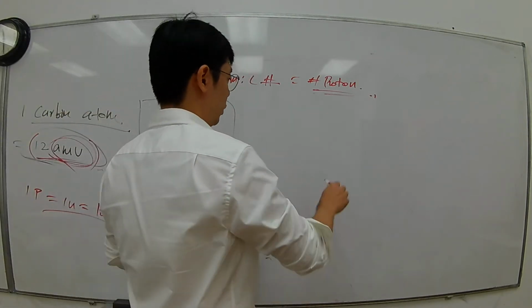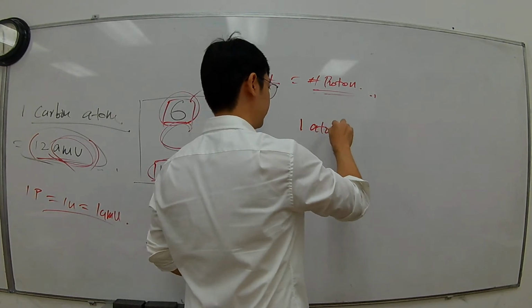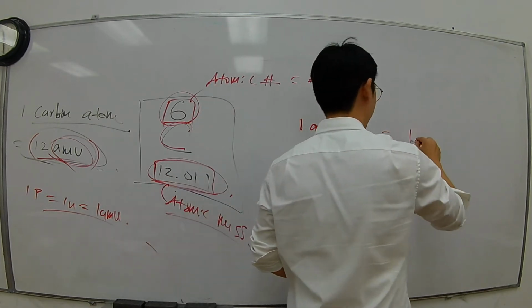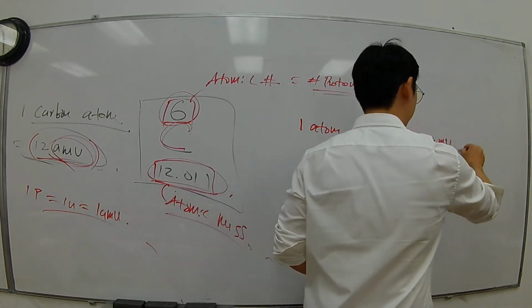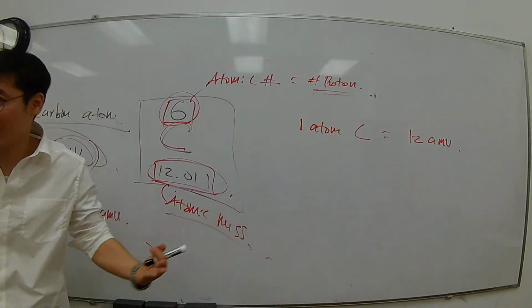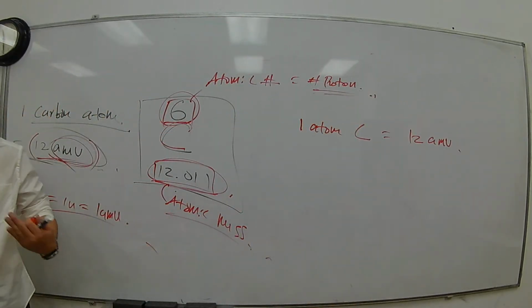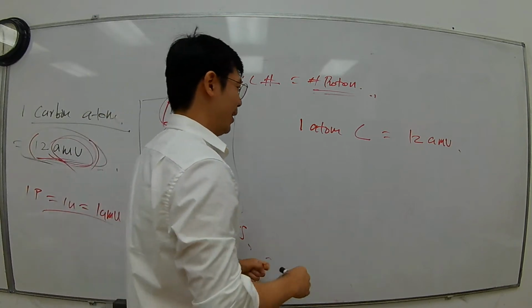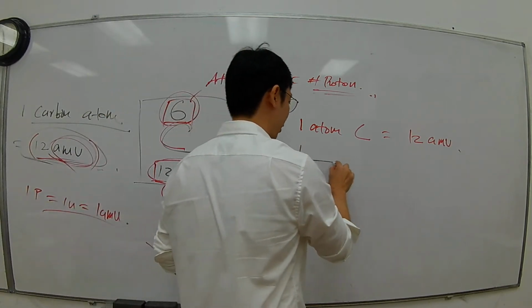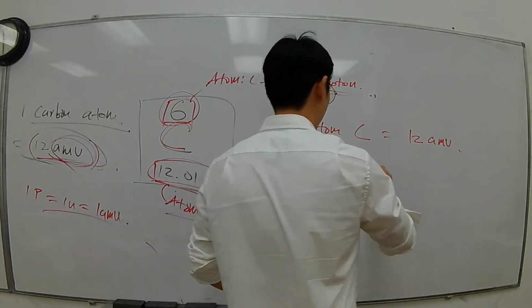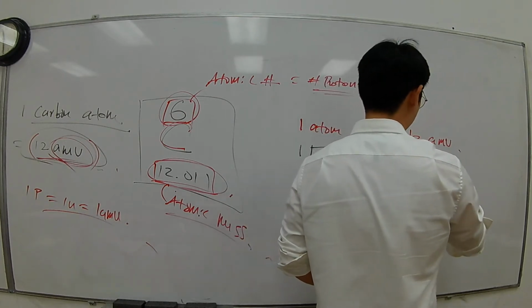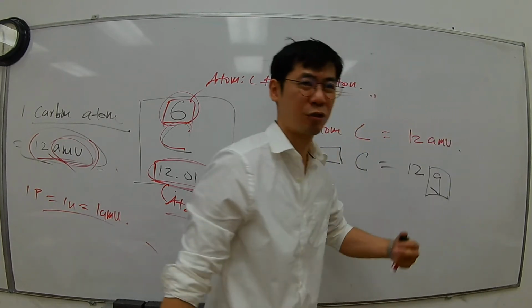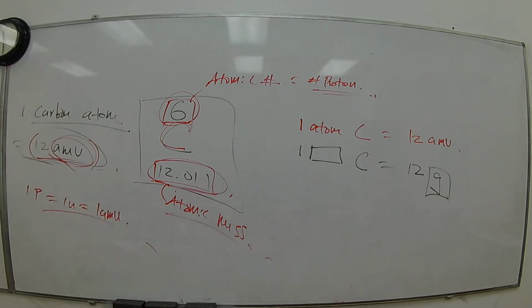So we know that one atom of carbon equals 12 AMU. Because again, the mass of the atom, the AMU, is based on carbon atoms. So what they want to do is have a term where this equals 12 grams. They want to use grams instead of AMU.